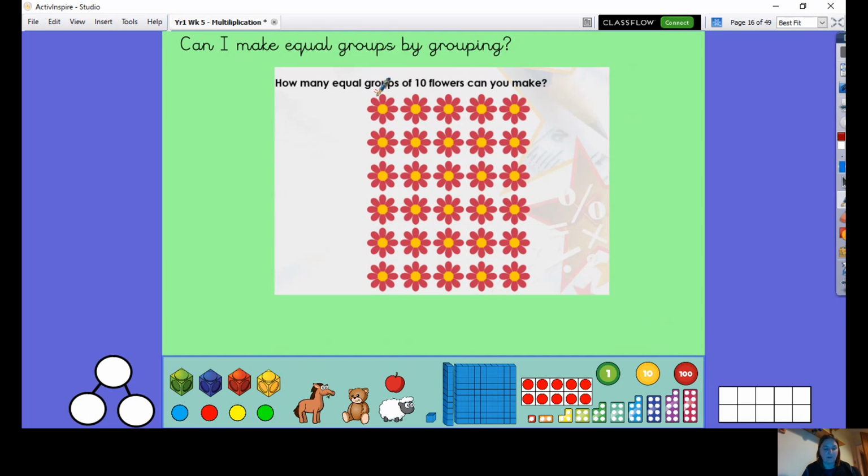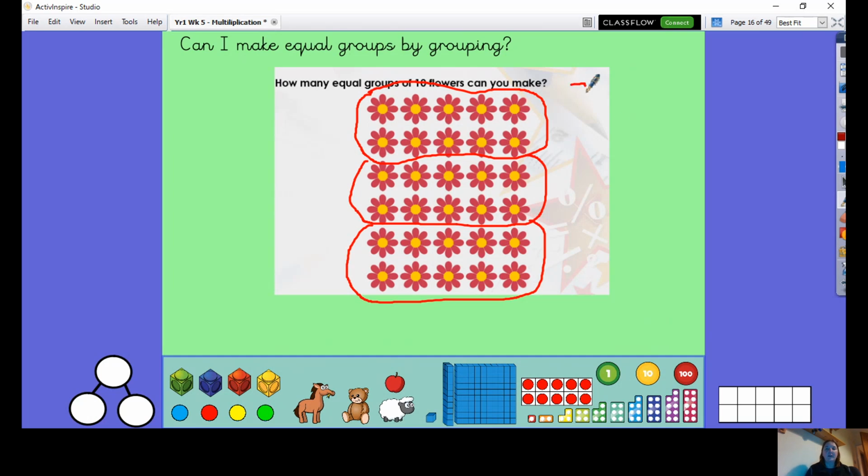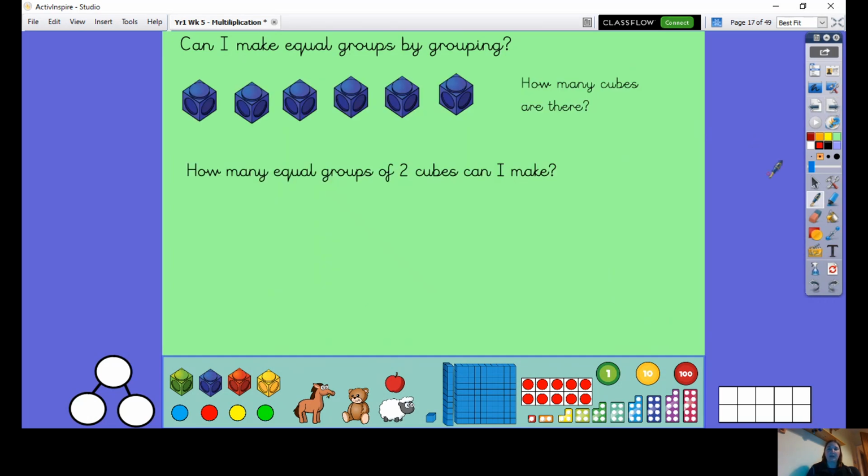So I'm going to go this way. I'm going to circle the rows. So I'm going to have 2 rows, as I know that that's 10. And then that would be 10. Gosh, I'm very wiggly today, aren't I? And then this will be 10. So how many equal groups have I made? I have made 1, 2, 3. 3 equal groups of 10 flowers. Brilliant.